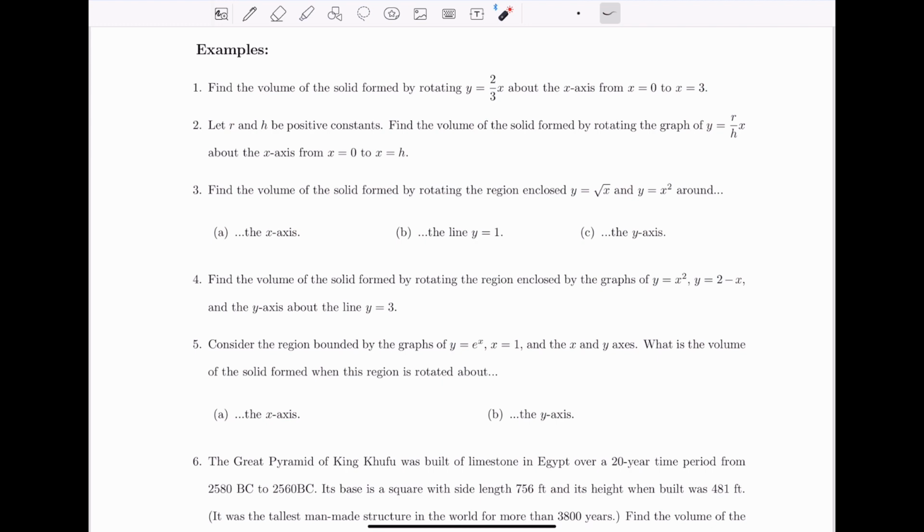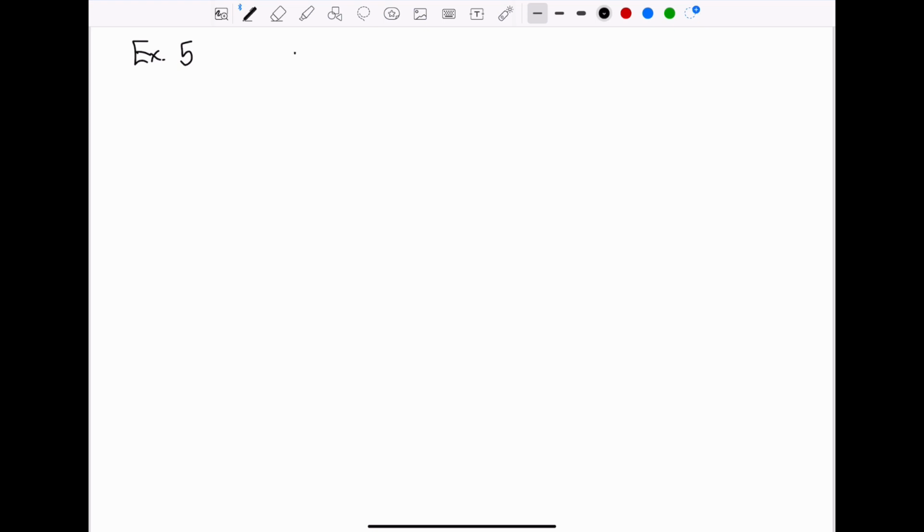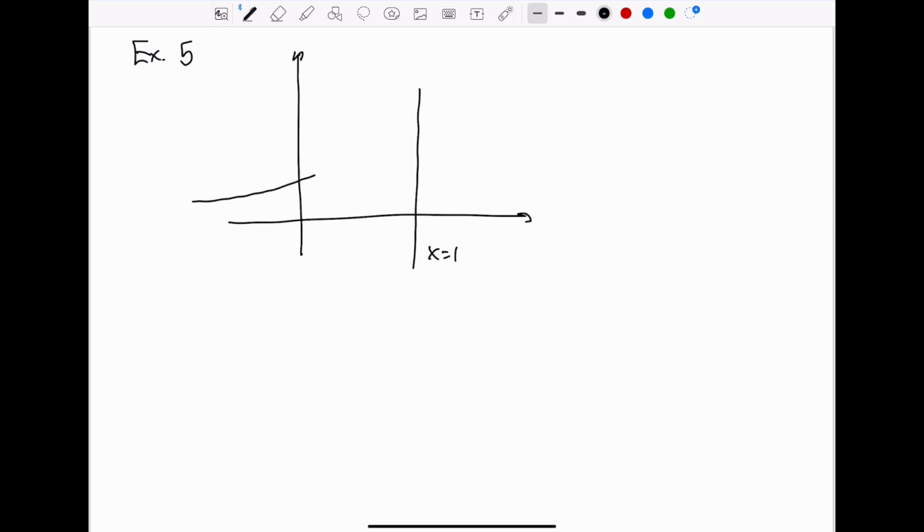Let's work through one more example of a rotated solid. Consider the region bounded by the graphs of e to the x, x equals 1, and the x and y axes. And let's imagine rotating this two-dimensional region about the x-axis and about the y-axis. Once again, we first need to draw a sketch of this region. So we have the line x equals 1, and we have the function y equals e to the x. We want to rotate this region, bounded by these curves, about the x-axis and then about the y-axis.